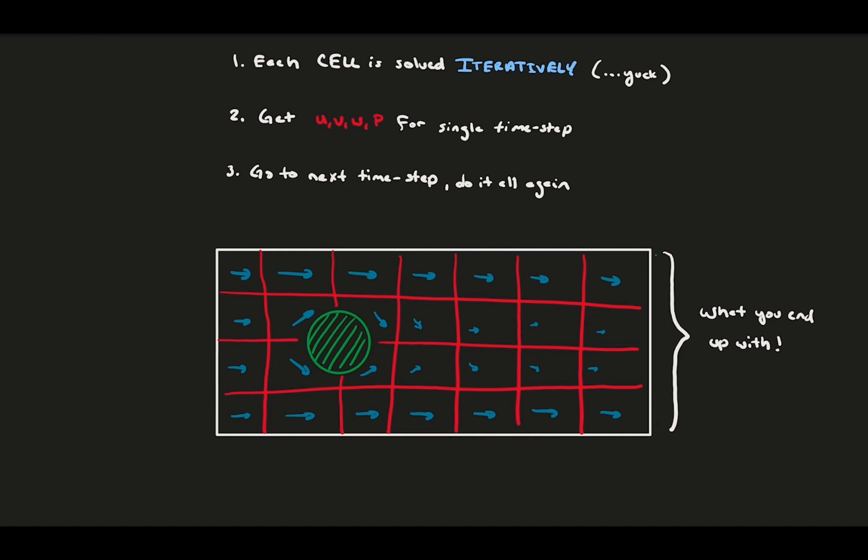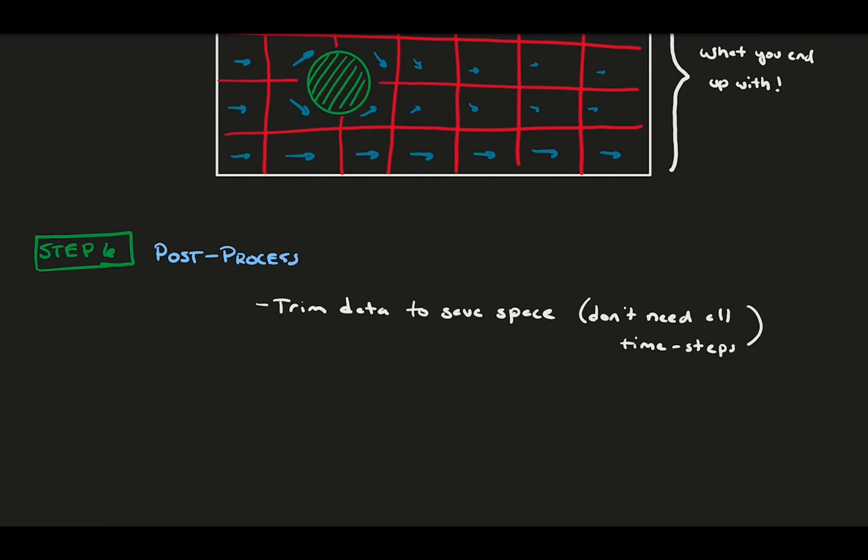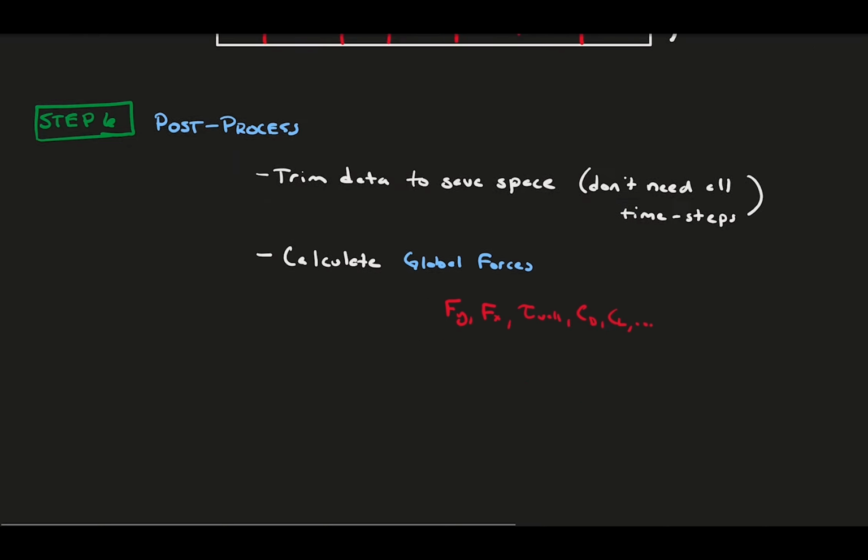Theoretically, it would match exactly what would happen if you put this cylinder in a real crossflow, because we know that reality follows the conservation equations, which we've solved for using the simulation. And in a final step, if you wanted to do some post-processing, you could then trim your data set to save space. For example, typically you don't need all those time steps you've calculated. A lot of times you only save what you need because these data sets get very big. After cleanup and post-processing, you can calculate the global forces you need from the velocity and pressure distribution.